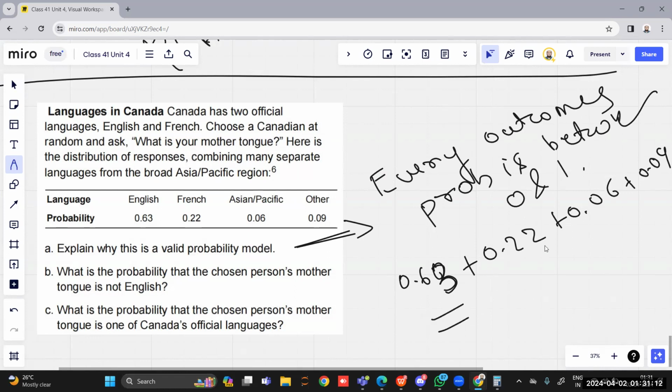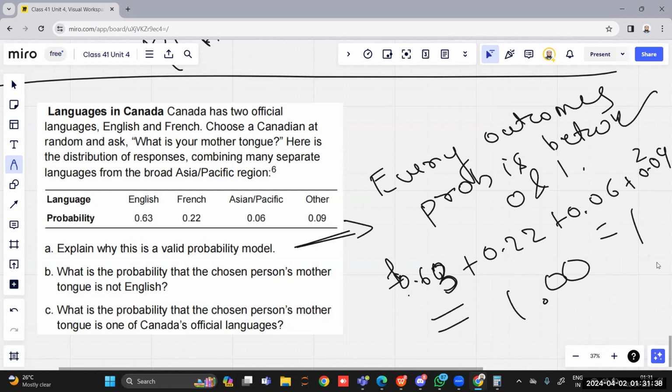So 3, 2, 5, 5, 6, 11, 11, 9, 20. 2 carry. 2, 2, 2, 4, 4, 6, 4, 6 is 10. 0, 1 carry. 1, 1 carry here. 1 plus 0, 0, 0 adds 1. So it is a valid probability model. Yes or no? We have verified it. Correct? Yes.